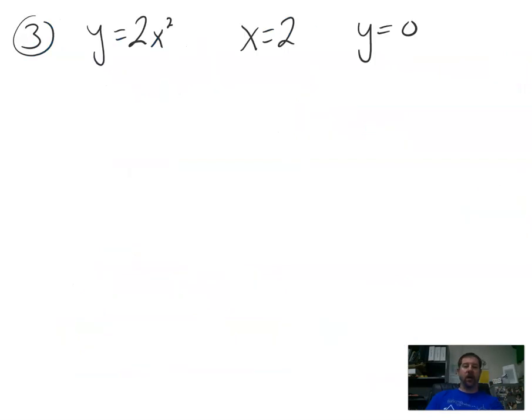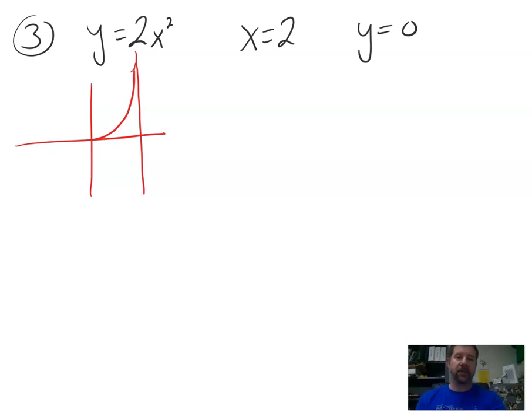Okay, here we go. Next example. y equals 2x squared, x equals 2, and y equals 0. And again, be careful setting these things up. Really think about what's happening and what your enclosed area is going to be. Take the time to graph them. y equals 2x squared is a parabola. x equals 2 is a vertical line over here, and y equals 0 is the x-axis. So this is the area here that I'm trying to revolve. And again, we're going to revolve this around the y-axis.